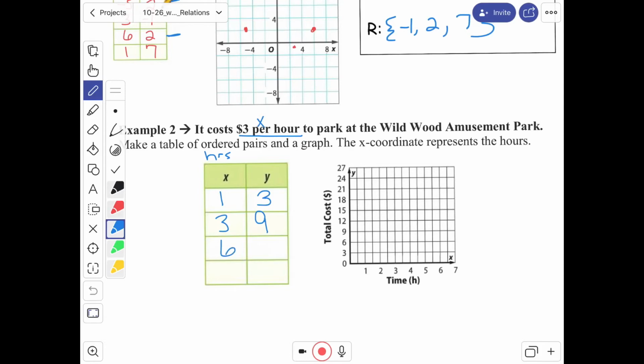If I had 6 hours, that would be 18. And 7 hours would be 21. And my graph only goes up to 7. Now I'm going to put those numbers in the graph. So I'm going to go over 1 and up to 3 and put a dot. Then I'm going to go to the right 3 and up to 9 and put a dot. To the right 6 and up to 18. And then to the right 7 and up to 21 and put a dot. And I notice that makes a line. Remember, that's called linear, a linear function.